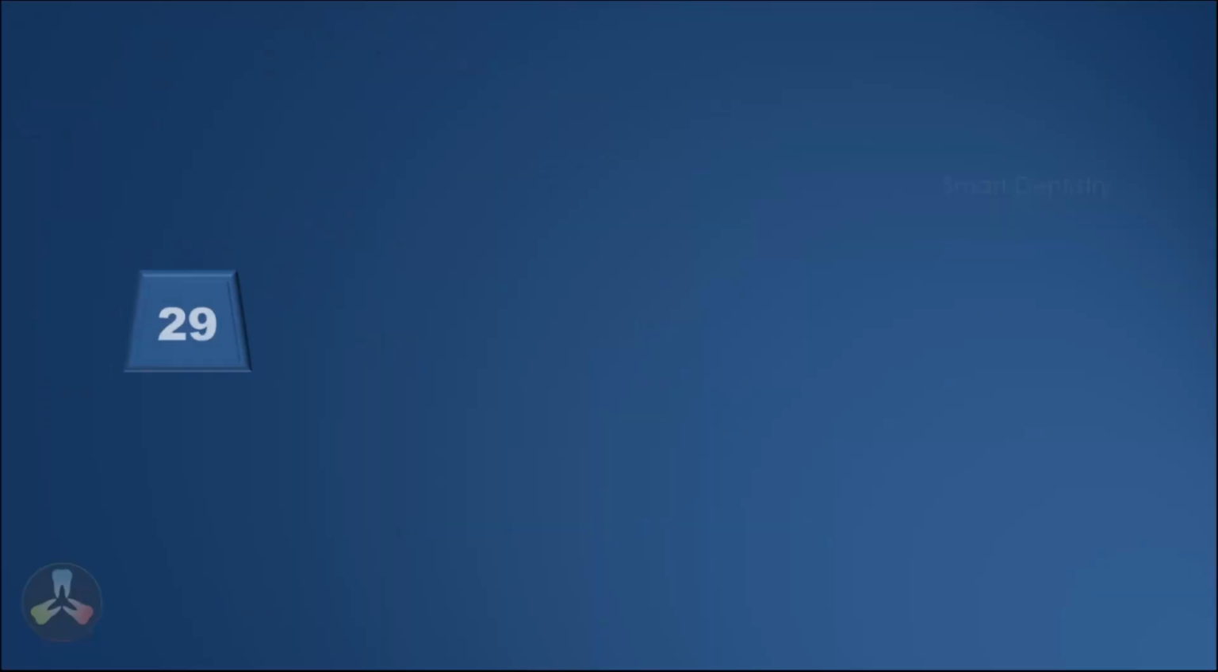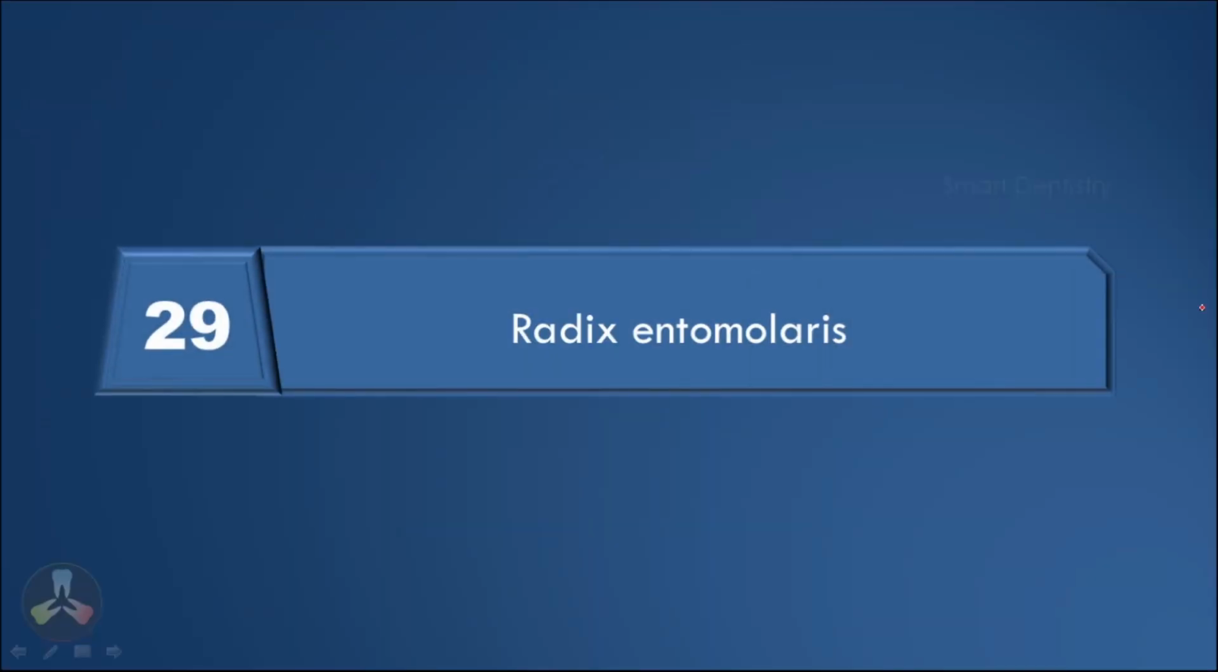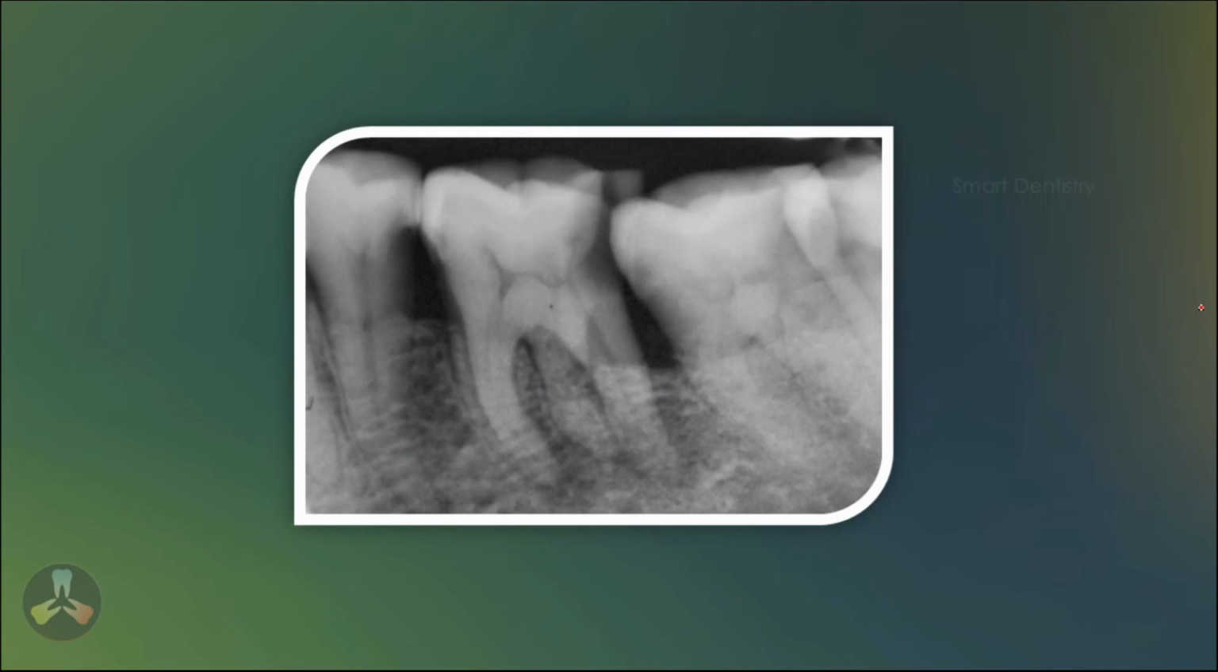Tip number 29. Radix Endomolaris. In the last video, towards the end, I had asked a question and many had answered and many had personally texted me with the right answers. This is Radix Endomolaris. What is Radix Endomolaris? In the mandibular molar, there will be an extra root present in the distolingual angle. So this is called Radix Endomolaris.